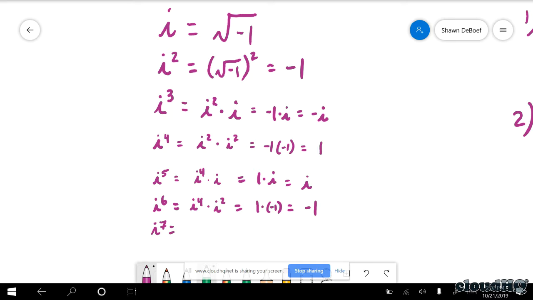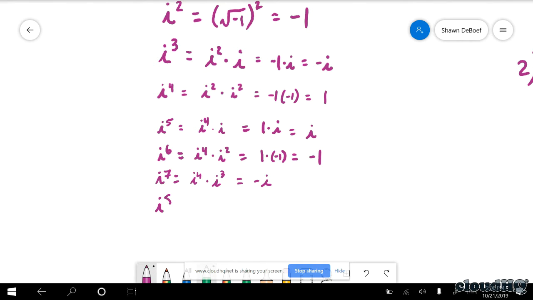I to the seventh, what would that equal? Well, we can really just get rid of I to the fourth because we know that's 1. So we can think of I to the third, which is -I. I to the eighth, well, it's I to the fourth times I to the fourth, which is just 1. And it happens over and over again. We see this pattern. 1, I, -1, -I. And then it repeats.